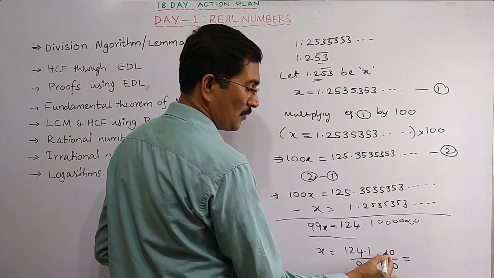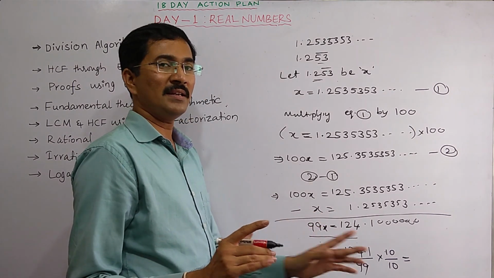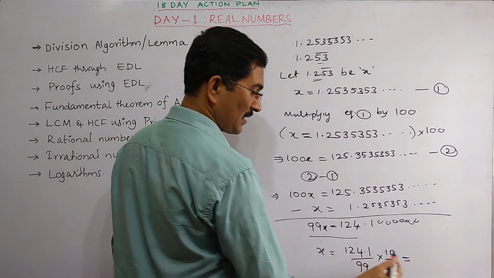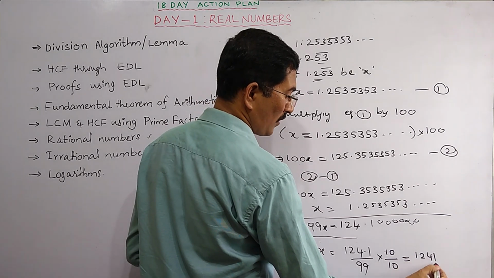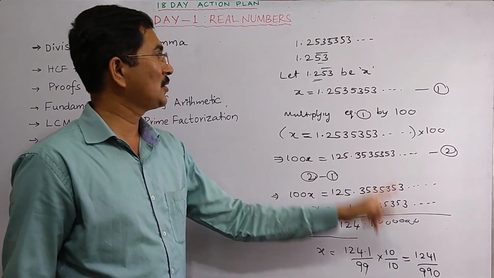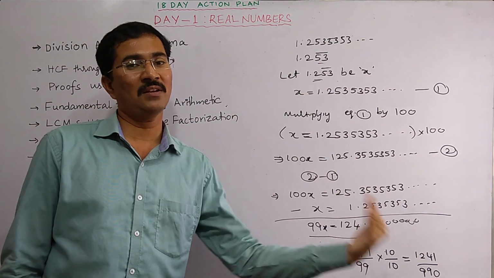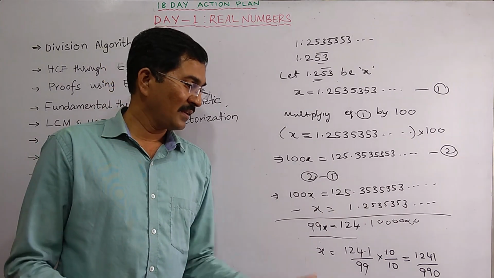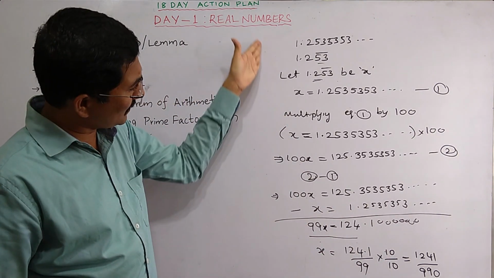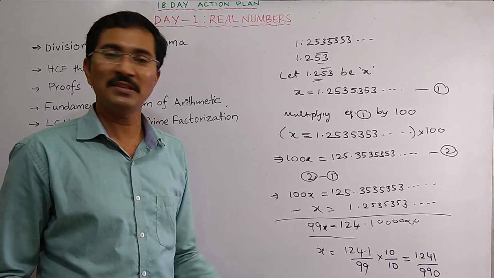Why? Because 10 by 10 is nothing but 1. So when you multiply it by 1, its value does not change. So this becomes 1241 by 990. This is the P by Q form of this. If cancellation is possible, we will go for cancellation. If not, we will leave it like that only. Right? So this is the method. But this method appears very laborious. But when asked for 2 marks, you have to follow this method.